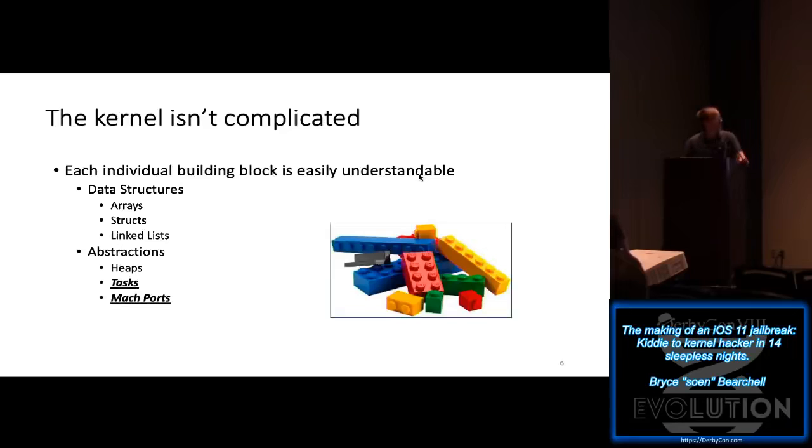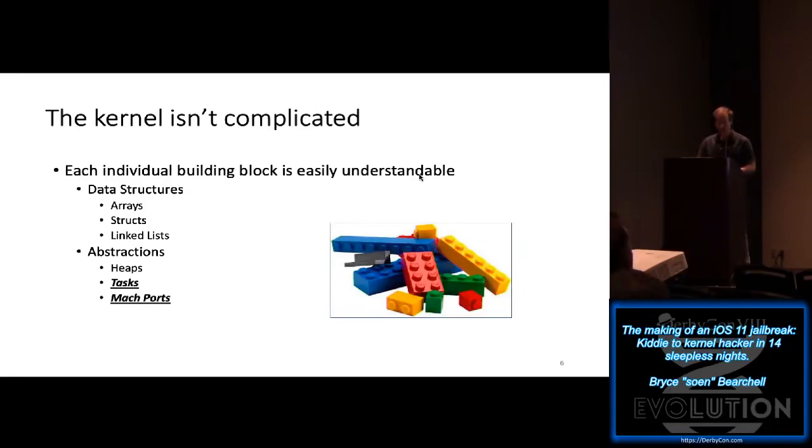So just to say, the kernel is not black magic. It's not that complicated. And that's a little bit of a lie. It is complicated, but each individual piece is understandable and digestible. You're going from arrays, just a sequence of things in memory, to structs, a sequence of things in memory with types associated with them, to linked lists, which are just structs that have a pointer to another struct. And then upon those basic dumb computer science models, we can build all of the abstractions that the kernel uses.